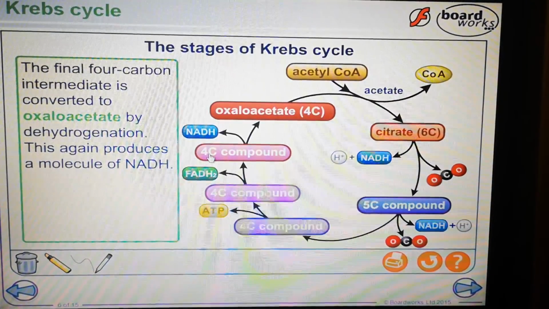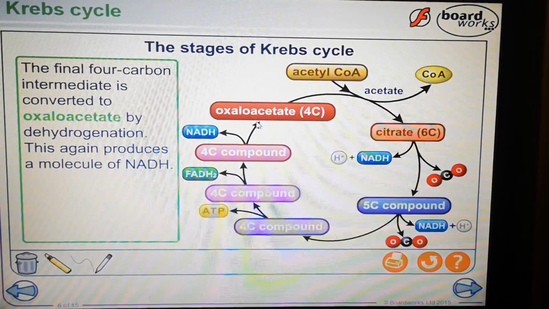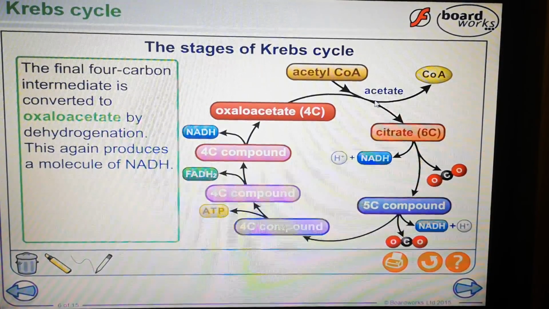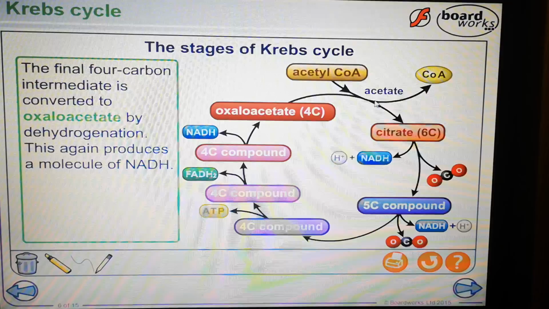All of these steps end up with you having the original 4-carbon structure you started off with, which is oxaloacetate. And then that oxaloacetate can obviously combine with another acetate as and when it arrives. And that is the Krebs cycle.